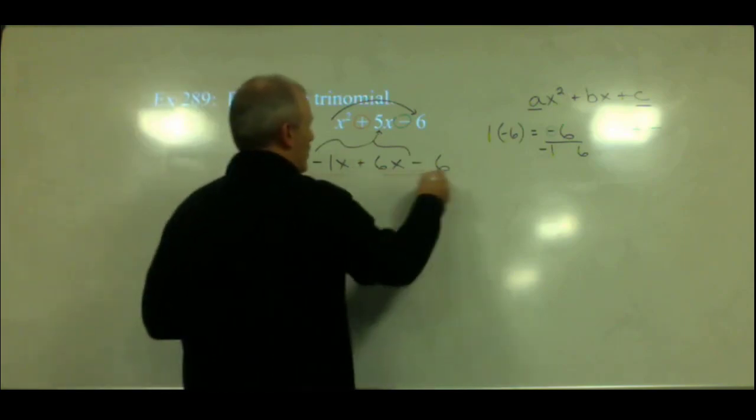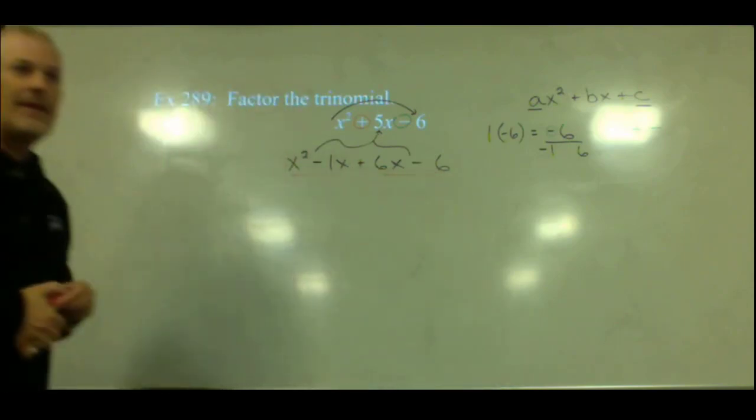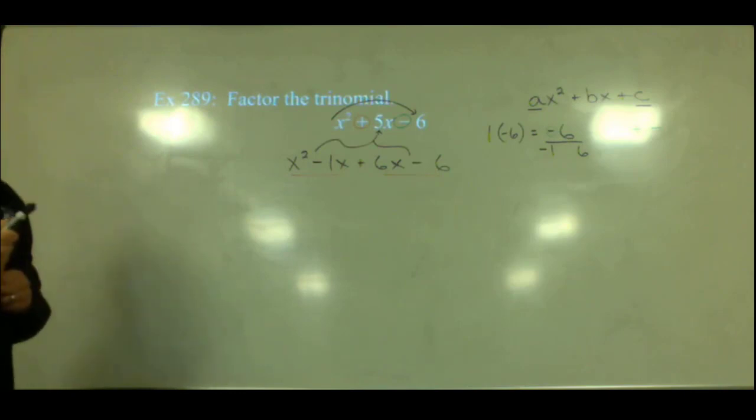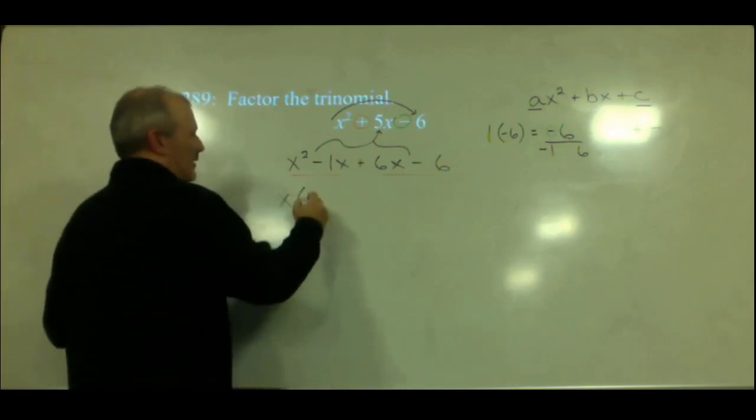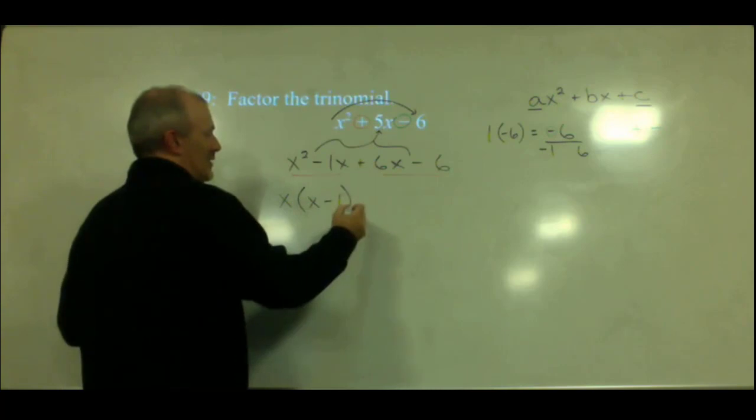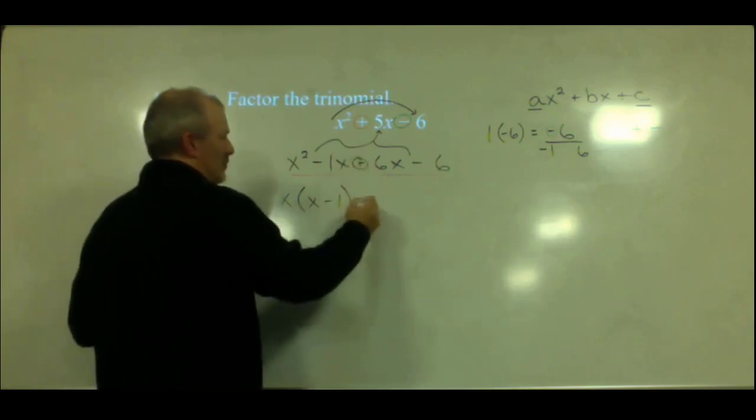And we will factor by grouping. So what can we take out of the first group? An x. And what will be left? X minus 1. X minus 1 is correct. And then remember, we have to take out the plus.